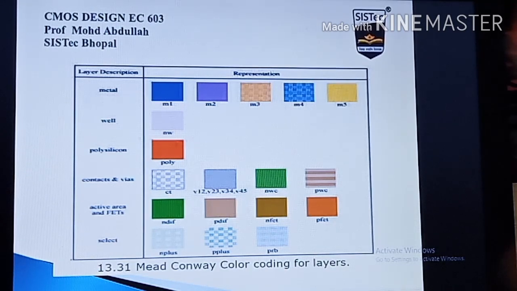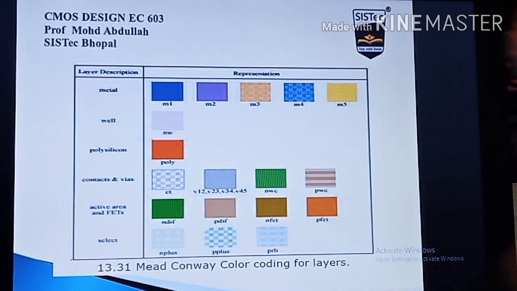Next we have a well, where this symbol is used for designing the well in the circuits. Then for the polysilicon, we have a red structure. Then contacts and vias have different types of symbols with different colors. Then we have the active areas and FETs. For example, for the N diffusion layer we go with the green color. Then we have a P diffusion layer. Then we have NFET with this color, and a PFET again with orange color.